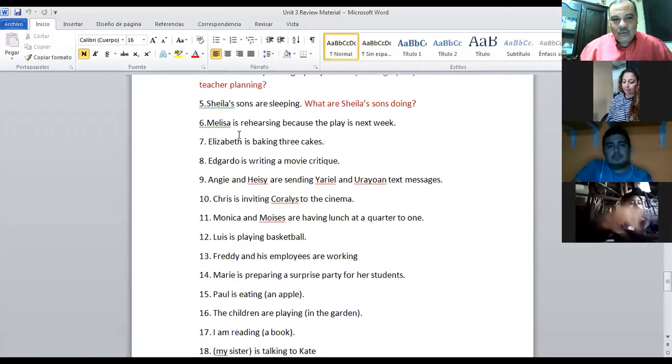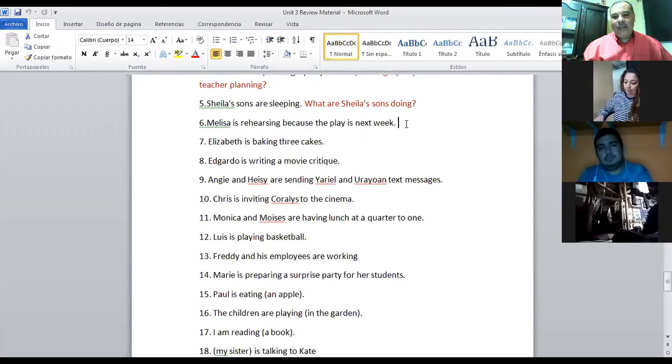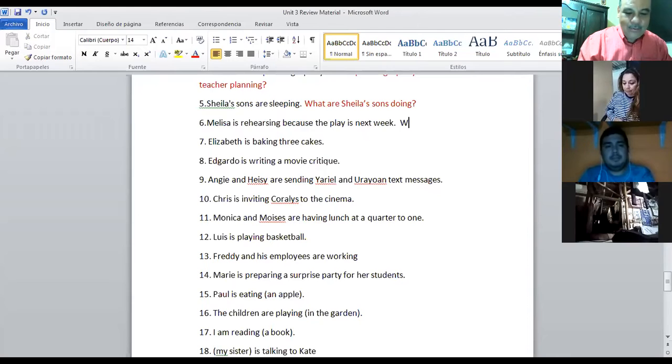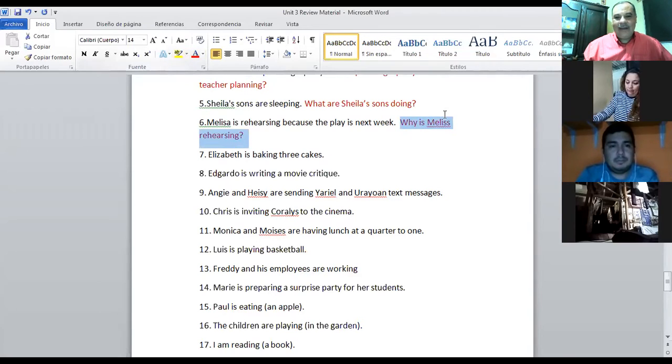Now, Melissa is rehearsing because the play is the next week. Rehearsing, ensayando. The play, la obra. The play is next week. So Melissa is rehearsing because the play is next week. What is the question? Why is Melissa rehearsing? Because the play is the next week. Very good. You see how simple this is? Why is Melissa rehearsing? And you see, because when I have this 'because', the question should be 'why', okay?